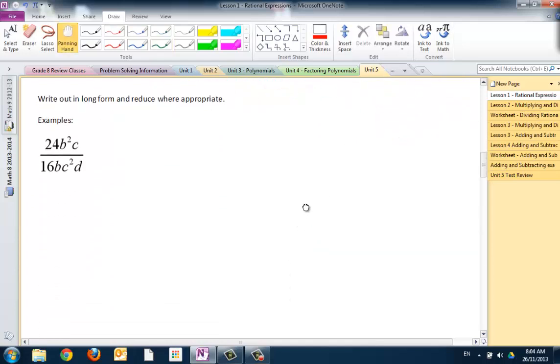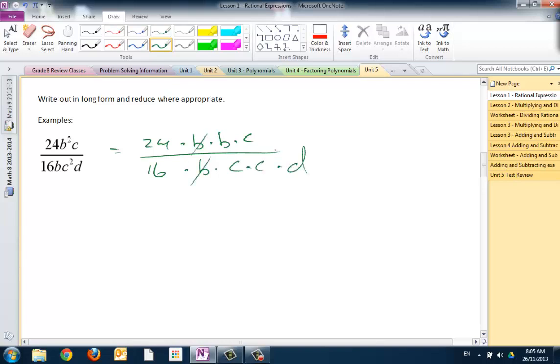Alright, let's take a look at another example of that. Again, I've got monomials in the numerator and the denominator. I'm going to write this out in long form. And 16 times b times c times c times d. And I can go ahead and simplify b's, c's, and I can pull an 8 out of there to leave me with 2, and an 8 out of there to leave me with 3. And my end result is I have 3b over 2cd. And that is the reduced rational expression.